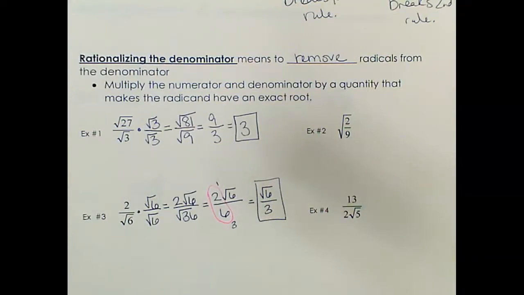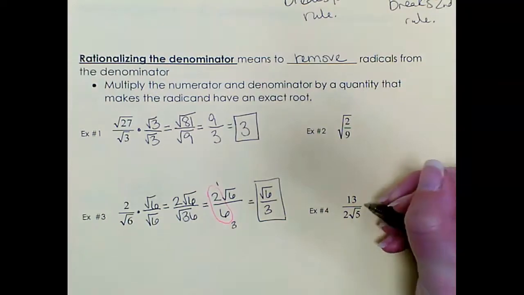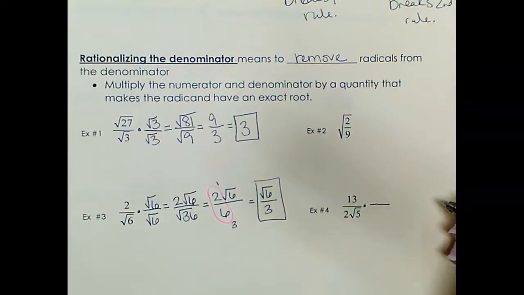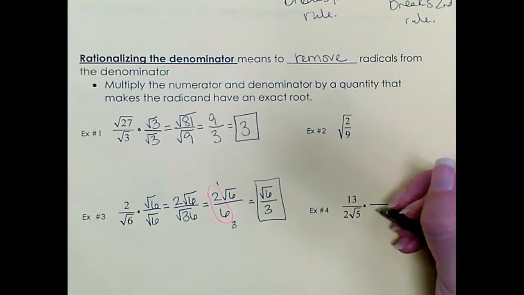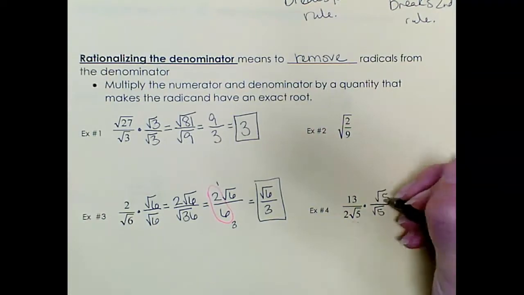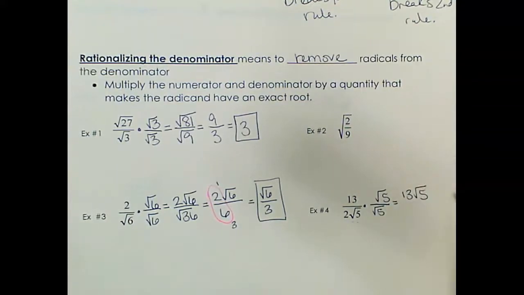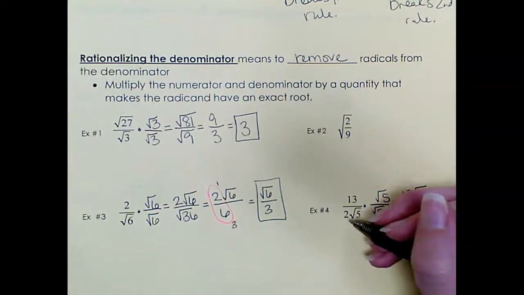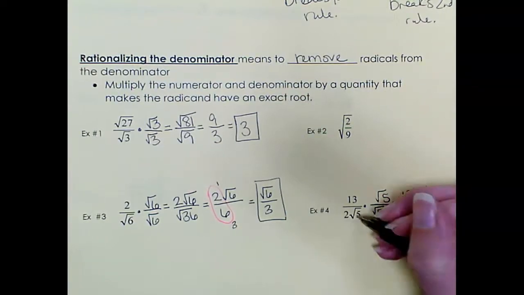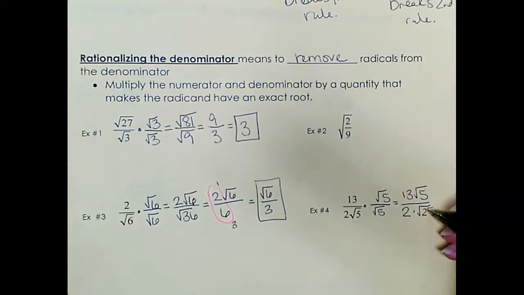Example 4. We have a radical under the denominator, that's not allowed. So we're going to multiply the top and bottom by the square root of 5. 13 times the square root of 5 is 13 square roots of 5. And 2 times the square root of 25. What is the square root of 25? Well, it's just 5. And what's 2 times 5? Well, 2 times 5 is 10. So we have 13 square roots of 5 over 10.